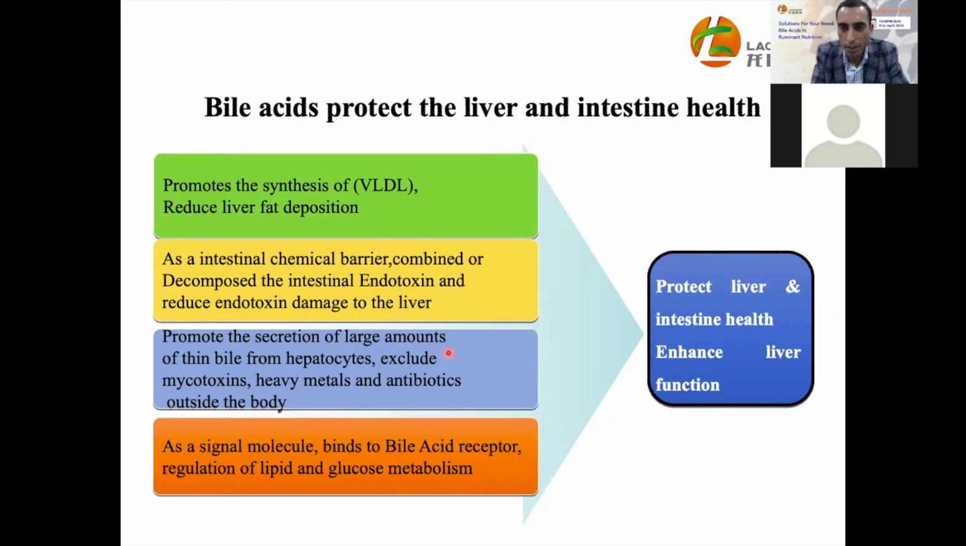Bile acid also protects the liver and improves small intestine health by promoting the conversion of triglyceride to very low density lipoprotein and reducing fat deposition that causes fatty liver. It also assists in removing toxins, so it can improve liver health, and it stimulates the bile acid receptor, activating FXR, which stimulates gene transcription that can assist in lipid metabolism.